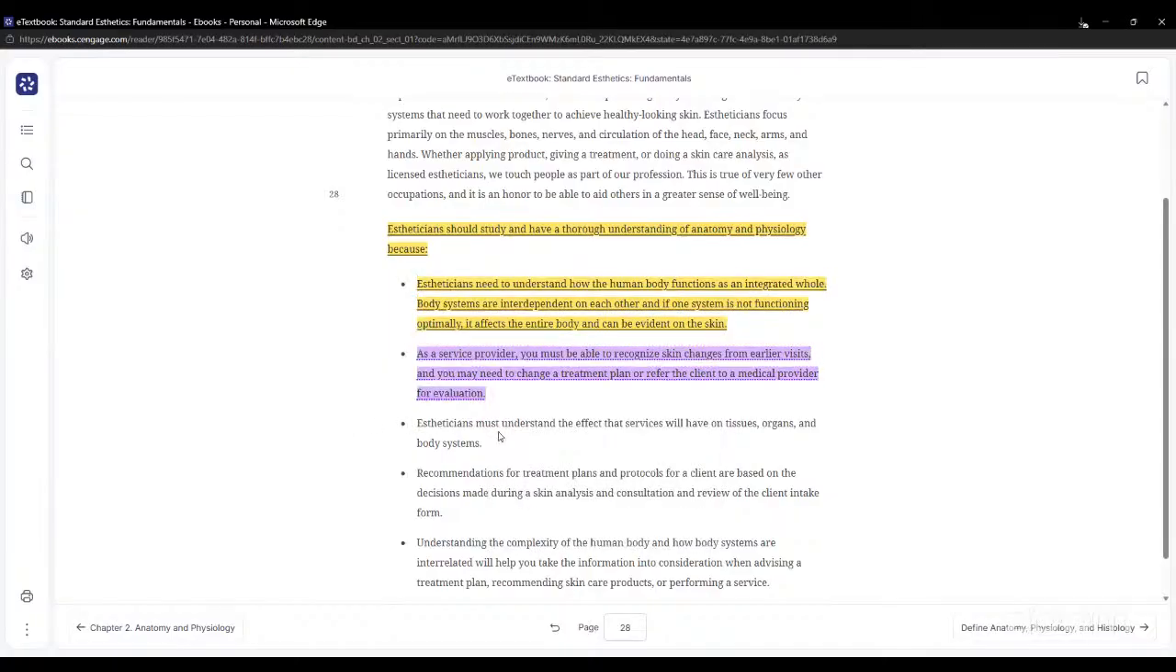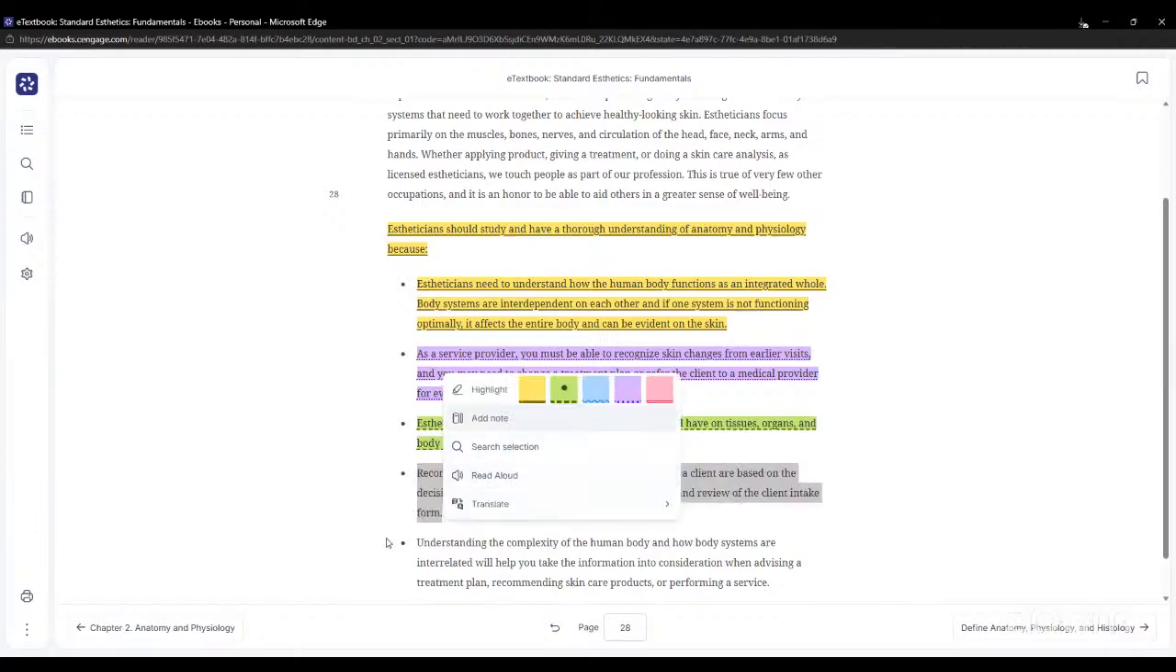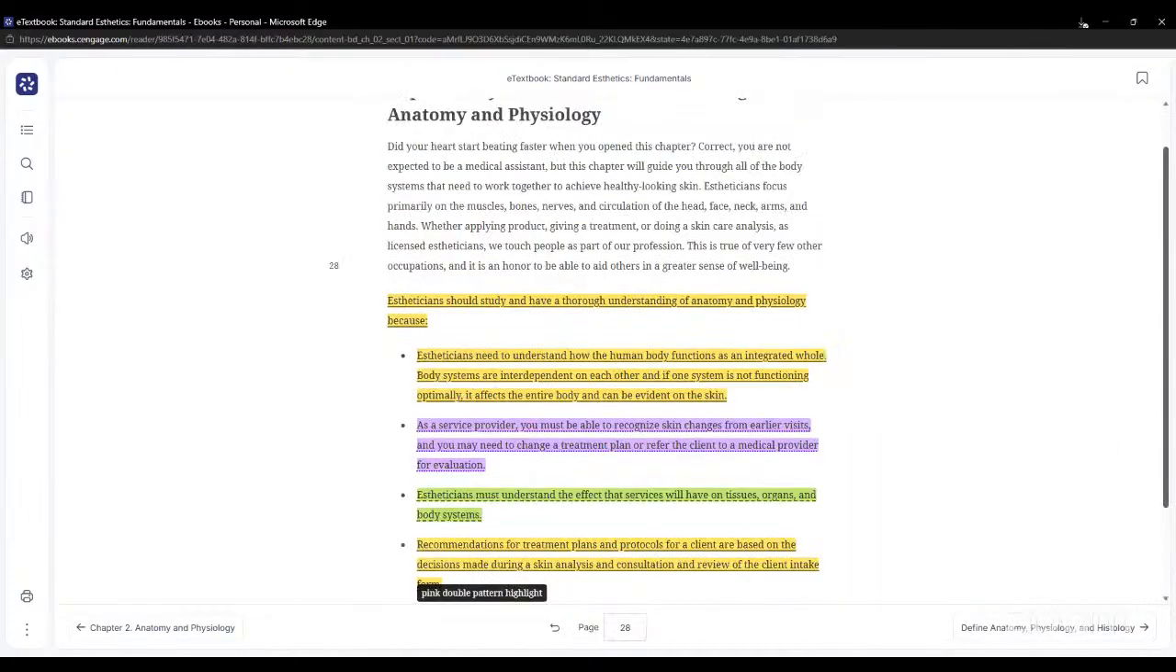Just continue reasons why estheticians should want to learn about anatomy and physiology. And if you like information, this is the chapter for you too. I absolutely love the information. But let's look at estheticians need to understand how the human body functions. Yes, because one thing affects the other. All right. As a service provider, you must be able to recognize how the skin changes.